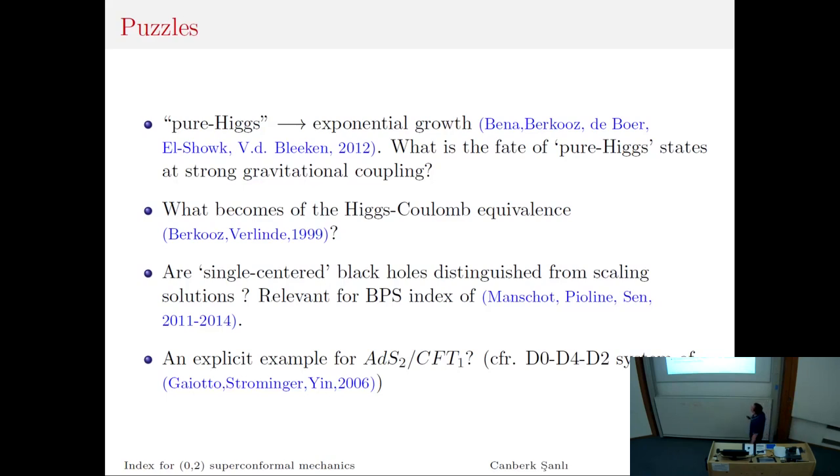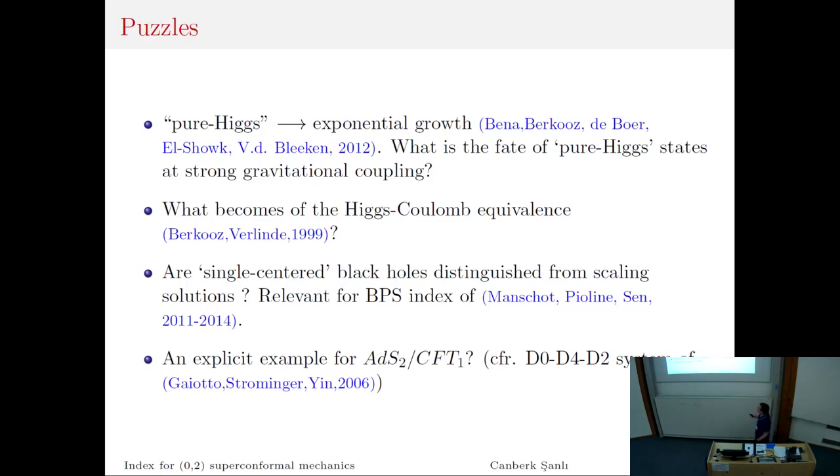But then, ten years after this paper, these people showed that there is a sector of states, which they called the pure Higgs states, that do not have a Coulomb equivalence. And what is interesting about this sector is that they make the dominant contribution to the index. So in a sense, they are the dominant sector if you want to compute the black hole entropy, for example, that corresponds to this system.